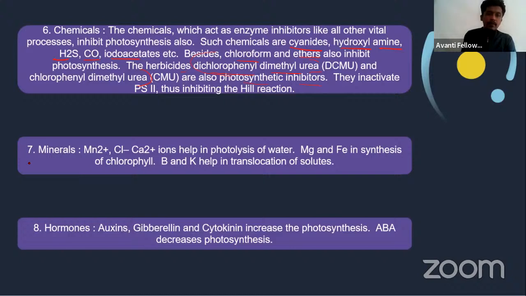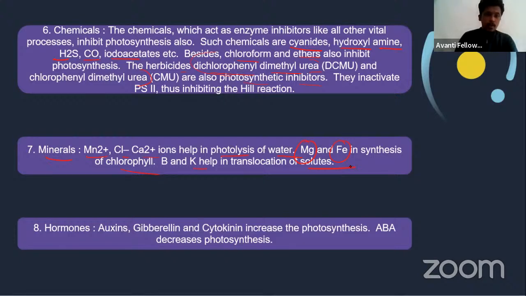And the availability of minerals such as magnesium, very, very important, chlorine and calcium ions, they all help in the photolysis of water. Now look here, magnesium and iron are very, very useful in the synthesis of chlorophyll, whereas potassium is used in the translocation of solutes. So all these minerals play a very important role in photosynthesis. So their presence or availability in optimum levels is always important.